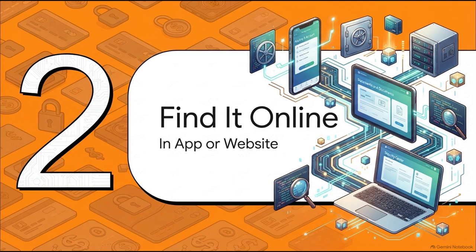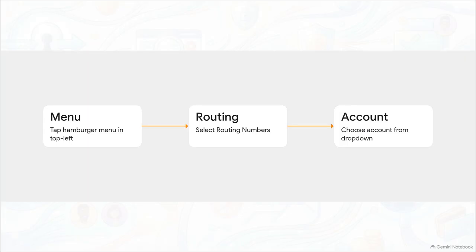Moving right along to Section 2, finding your number online. If you're using the Schwab mobile app, the process is super straightforward. You literally just tap the little hamburger menu in the top left corner, hit routing numbers, and select your account from the blue dropdown at the top. But quick heads up, a slightly quirky detail our sources pointed out is that Schwab displays a 17-digit number here. Your actual account number is just the last 8 digits of that long string, so definitely keep your eyes on the very end of that number.